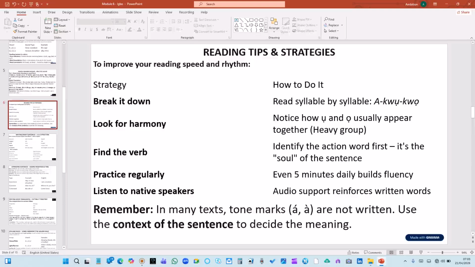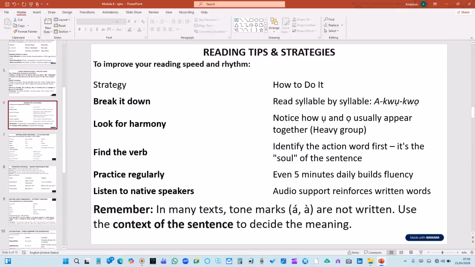To improve your reading speed and reading, here are the strategies. One, break it down. Read syllable by syllable, like akwụkwọ. You read it syllable by syllable. Then look for the harmony. Notice how ọ and ụ usually appear together, which is the heavy group. So we have the heavy group and the lighter group. The heavy group must appear together while the lighter group must appear together.